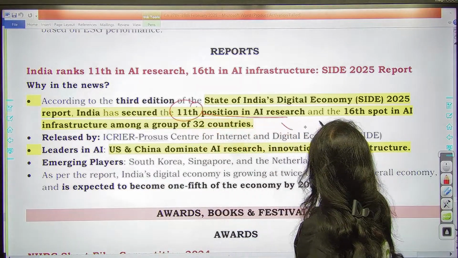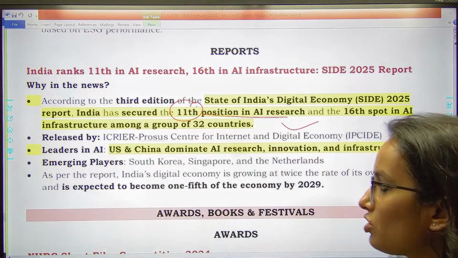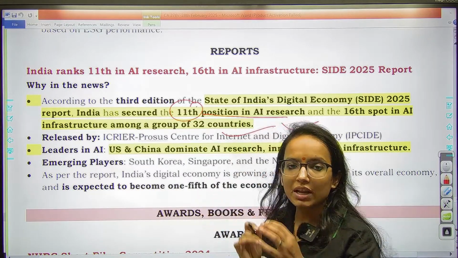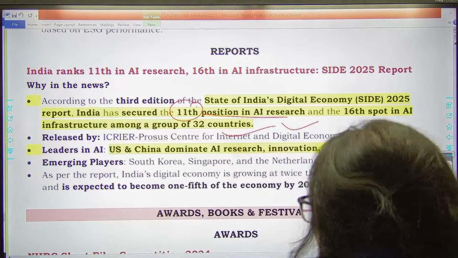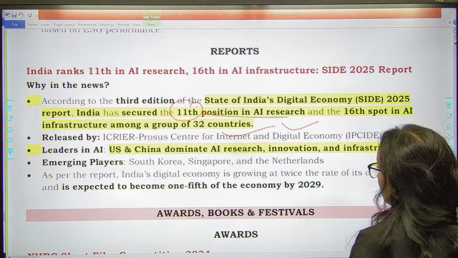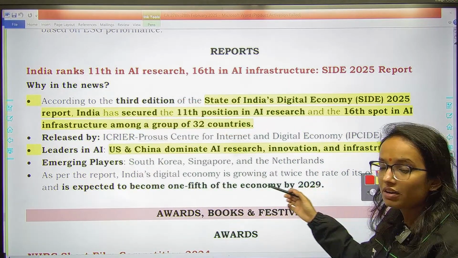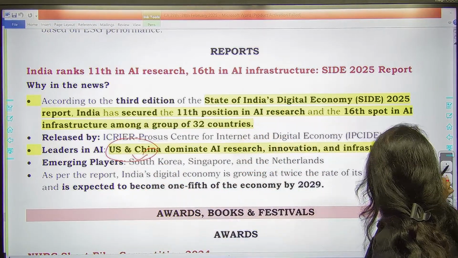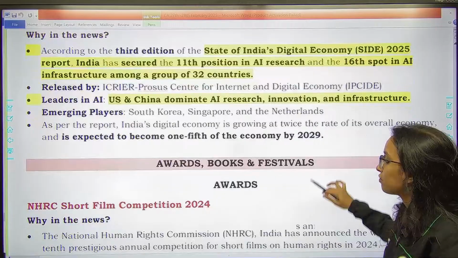11th position in AI research and 16th position in AI infrastructure among 32 countries. So 11th position in research and 16th position in AI infrastructure. Leading performers are US and China. So US and China are dominating AI research, infrastructure as well as innovation.